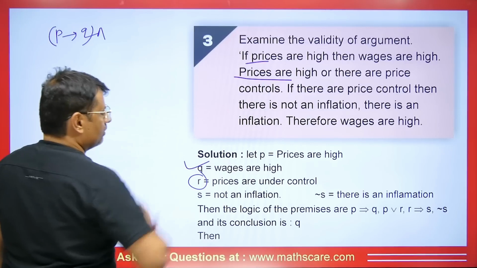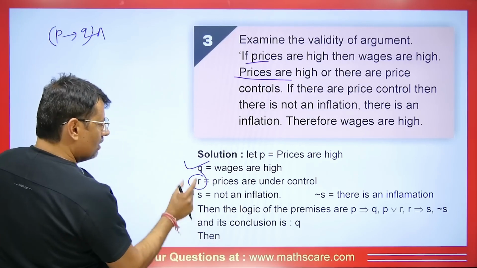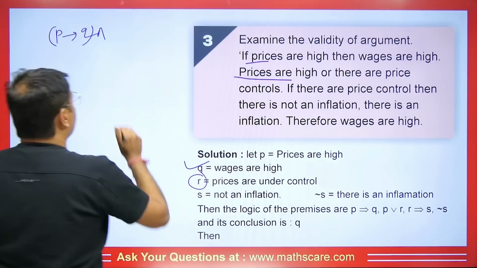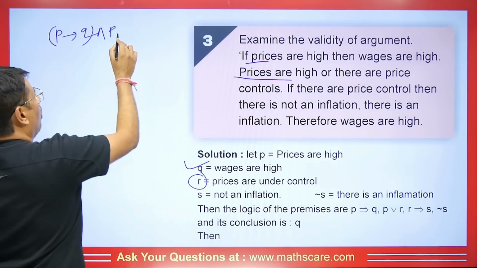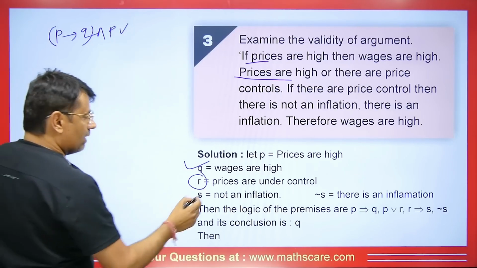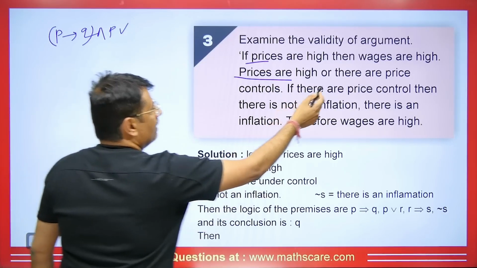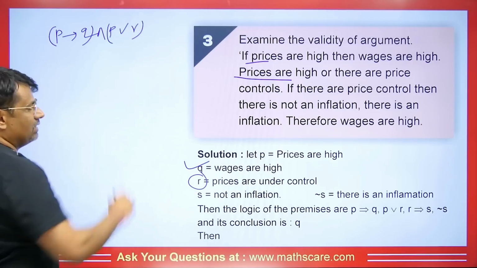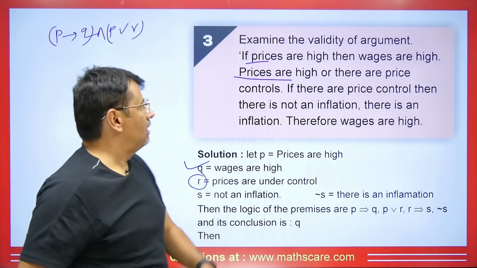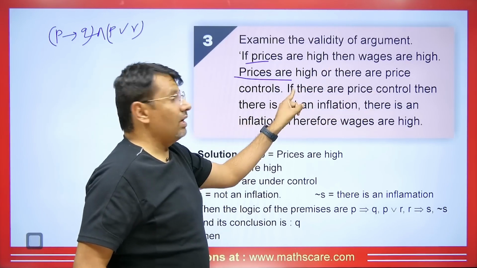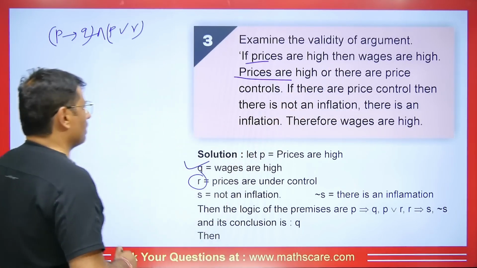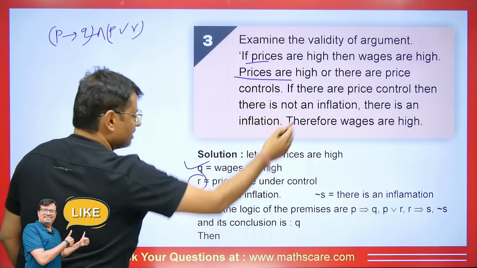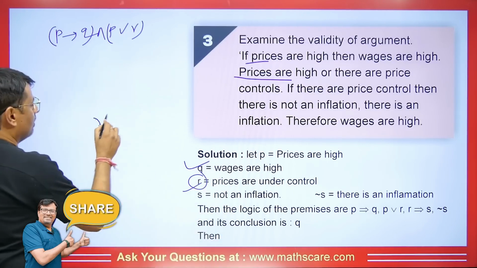Prices are high. What are we getting here? We are denoting prices are high as P, then it will be P, and then or will be used here. Here it is saying price control, right? There is price control, which is R. So one is this, and students, other is this. Okay? So now if there is price control, now if has come at this place. So whenever if is given, then it will always be R implies, all right? Are you able to get this right?